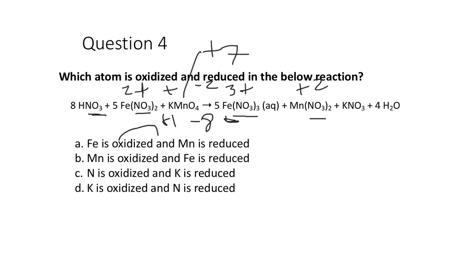So we have, looks like 5 irons losing an electron each. So that's a total of 5 electrons lost from the 5 iron 2+. And then we have 1 manganese +7 gaining those 5 electrons. So 1 manganese is gaining electrons. So manganese is reduced.